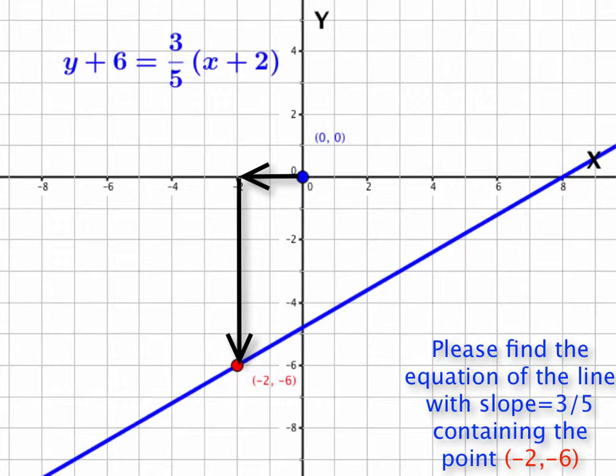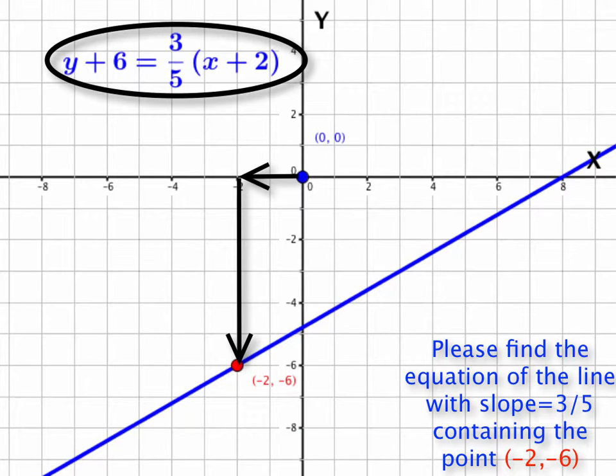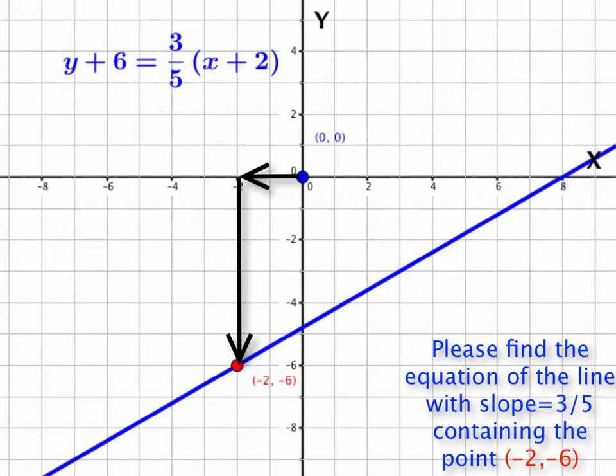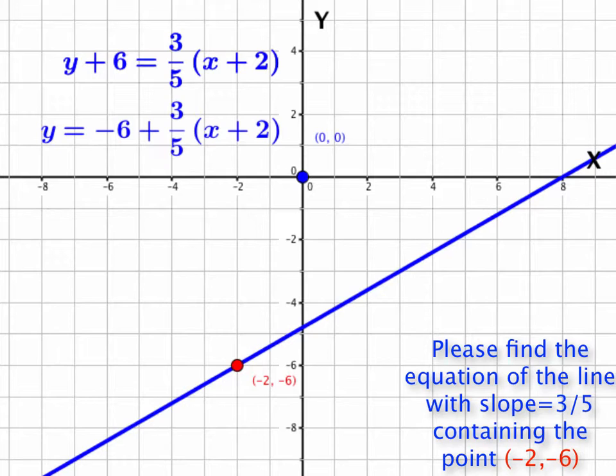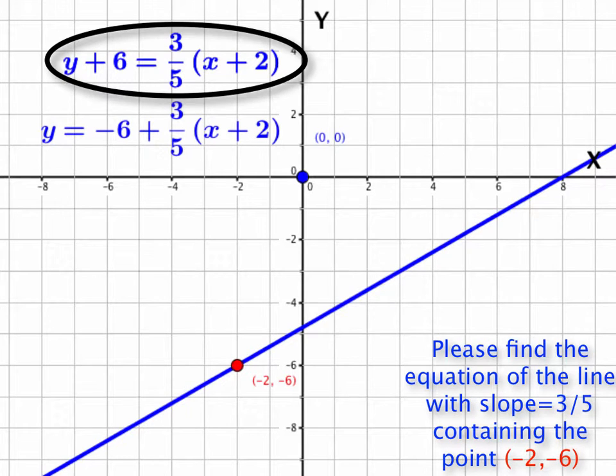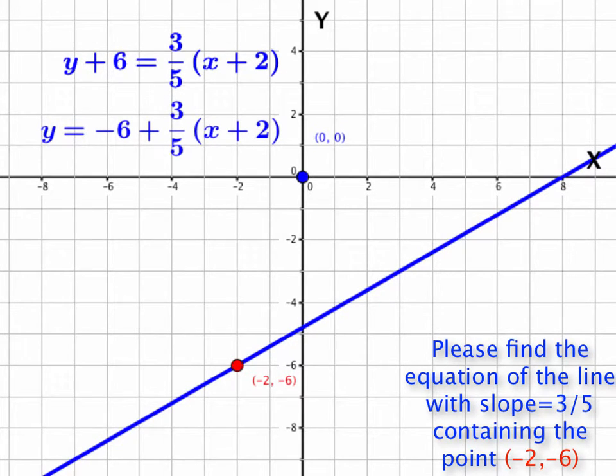Once again, this is the point-slope form of the linear equation because the point through which it goes and the slope are readily apparent. Of course, some other ways to write this equation are y equals -6 plus 3/5 times the quantity x plus 2. All I did was subtract 6 from both sides of this equation, and while this looks similar to the slope-intercept form, it's kind of saying that y starts at an initial value of -6 when x is -2, and of course grows at a rate of 3/5 after that.